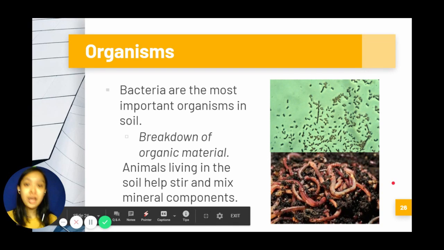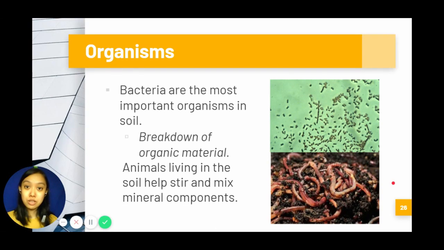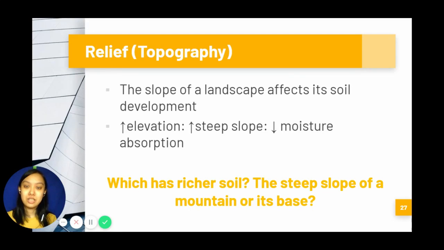Well, we also have different bacteria. They're actually the most important organisms in the soil as they help break down organic material. Specifically, one example is your nitrogen fixation. Aside from that, we also have animals such as earthworms and different bugs that help stir the soil and get it moving and get more soil air into the system.